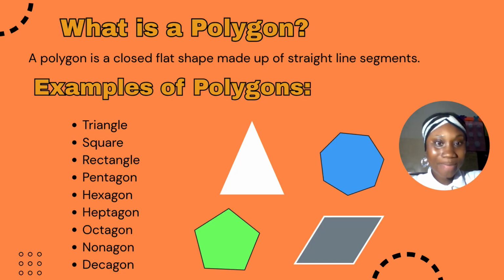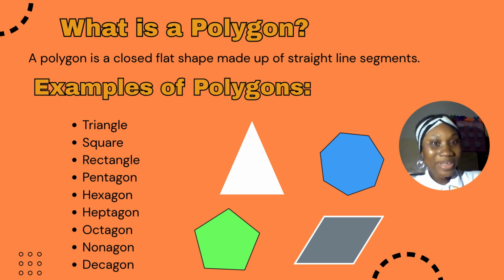A quick recap from our last class. Polygons are shapes that have many sides. We said that poly means many and gon means sides. So a polygon is a shape with many sides. And we learned a little fun song.